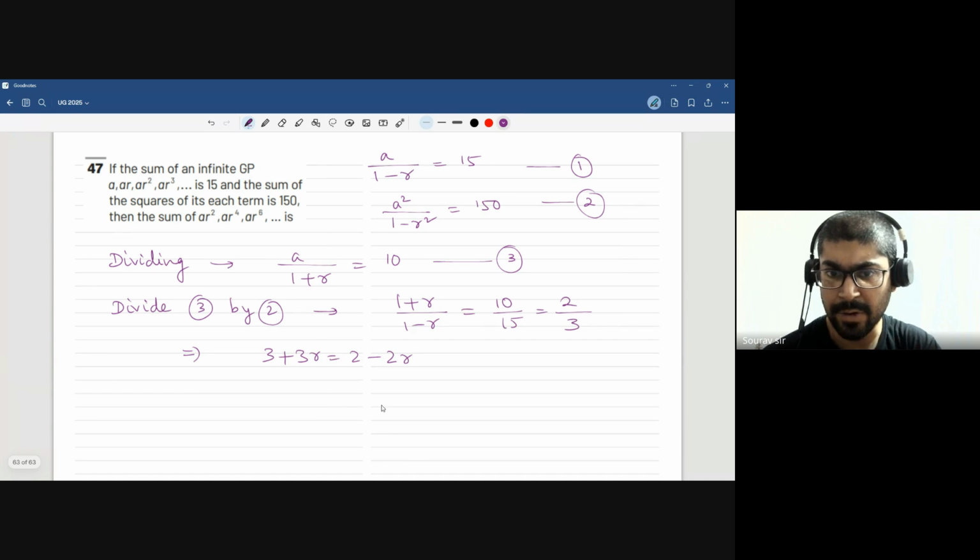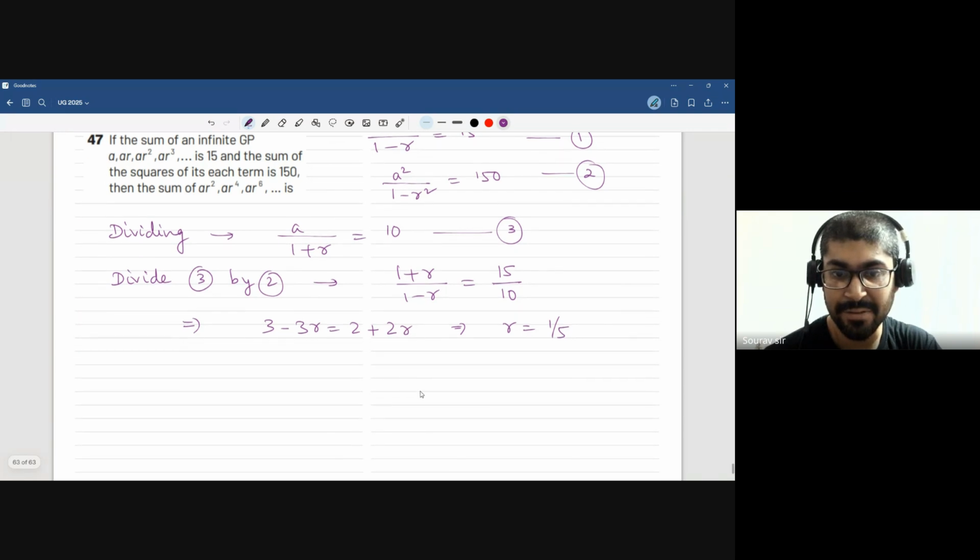Oh, wait. 1 plus R by 1 minus R, this is 15 by 10, right? Made a mistake. It will get flipped. So this is 3 minus 3R and this is 2 plus 2R. So that would give you R is equal to 1 by 5.